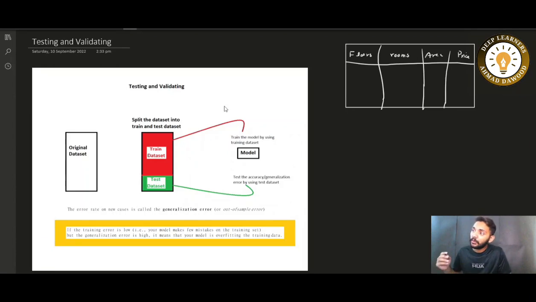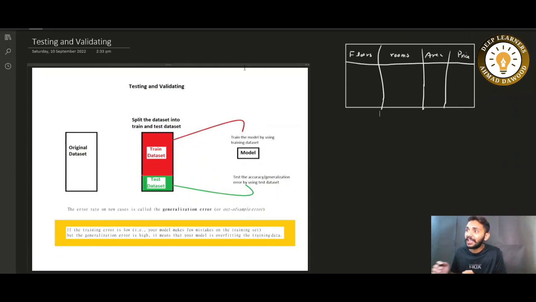So when we have a model, the purpose is the same. In the case of this data set, our purpose is to predict the price when we have the floor, how many floors the house has, how many rooms the house has, how big the house is in terms of area, then we have to predict the price for that house. If we train our model on the whole data set, how can we evaluate whether our model is good or bad?